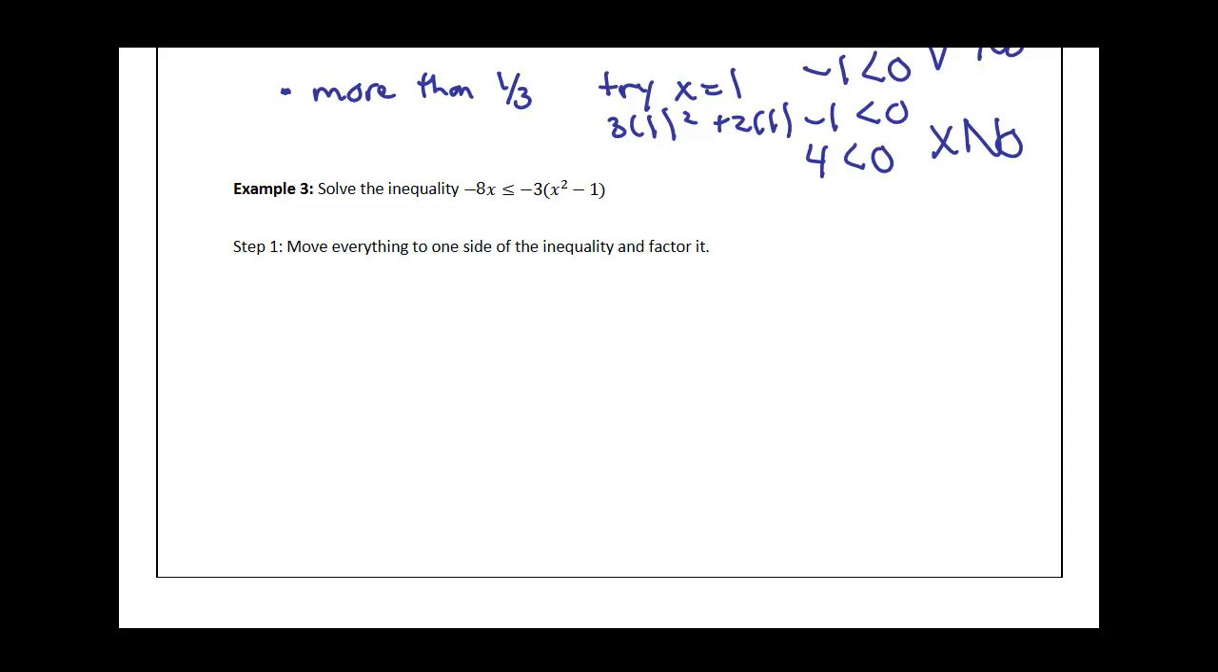All right, our first step wants us to move everything to one side of the inequality and factor it. So let's do that in steps. We have our -8x less than or equal to, well, distributing, we're going to get -3x squared plus 3 here. Moving it all to one side of the inequality, we get positive 3x squared minus 8x minus 3 is now less than or equal to 0.